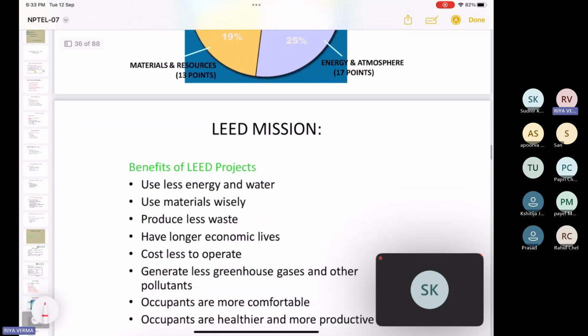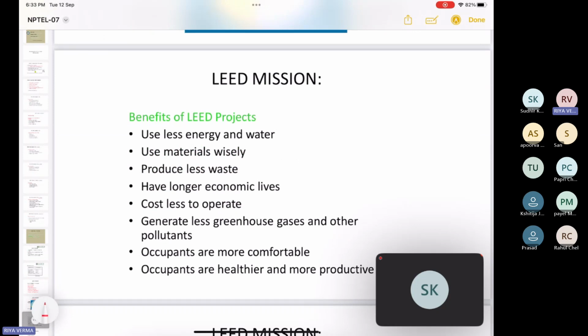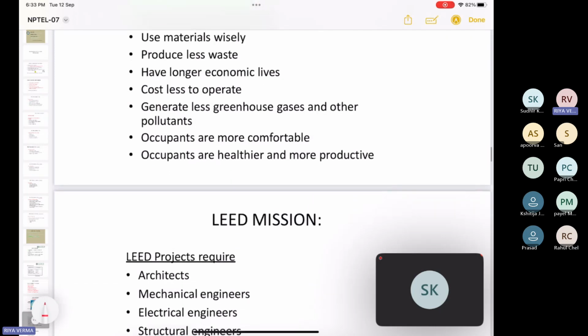So what is the benefit of a LEED project? LEED projects use less energy and water. They use materials very wisely. They tend to produce less waste and have longer economic lives. They cost less to operate, and they generate less greenhouse gases and other pollutants. And the occupants are more comfortable in these projects, and the occupants are healthier and more productive in these projects.